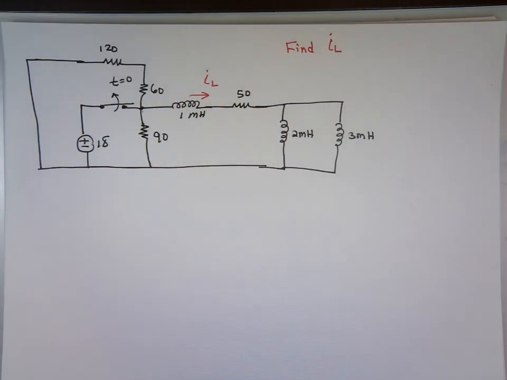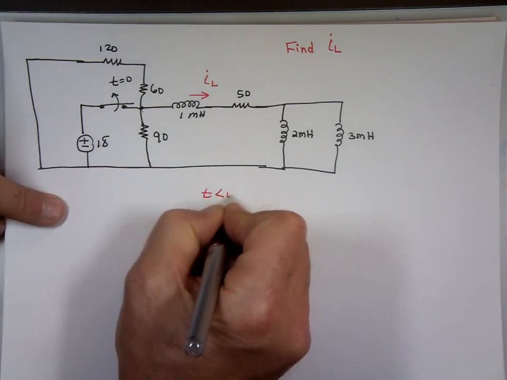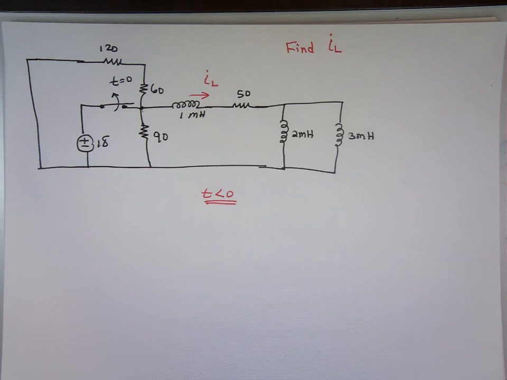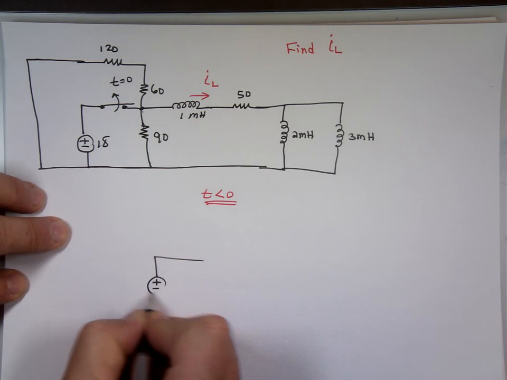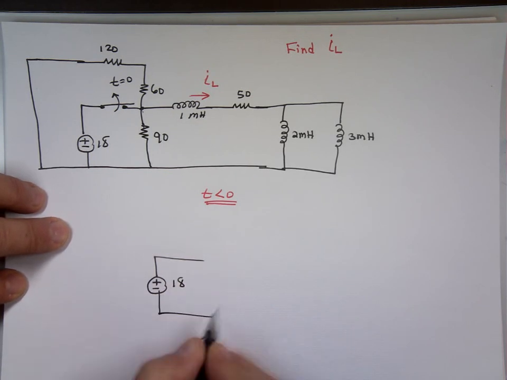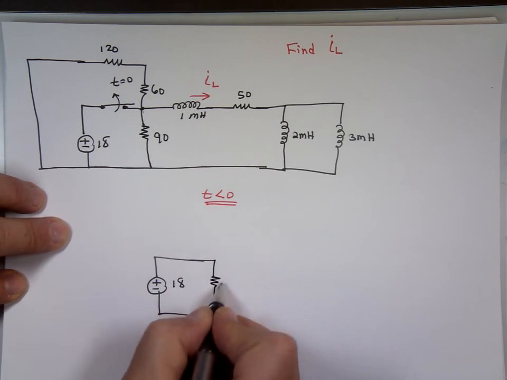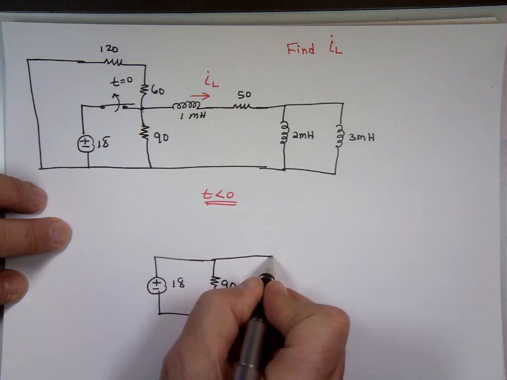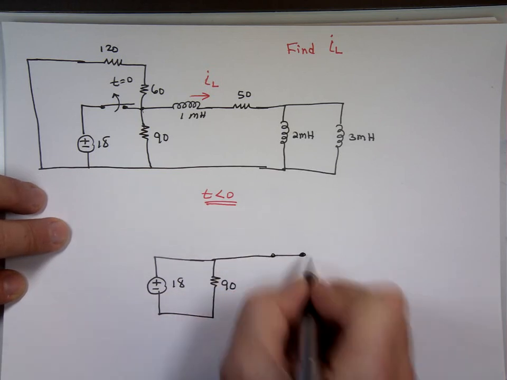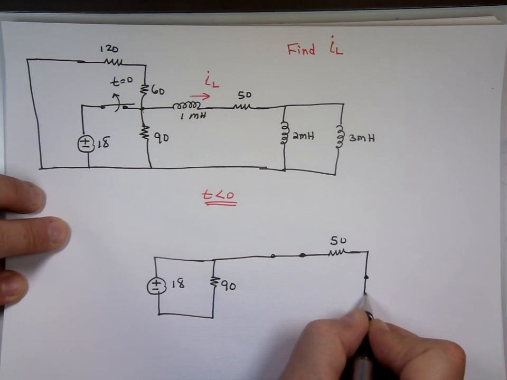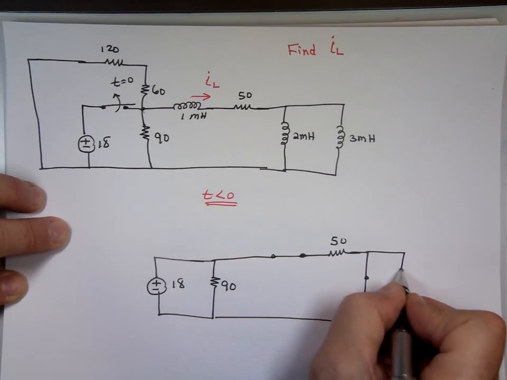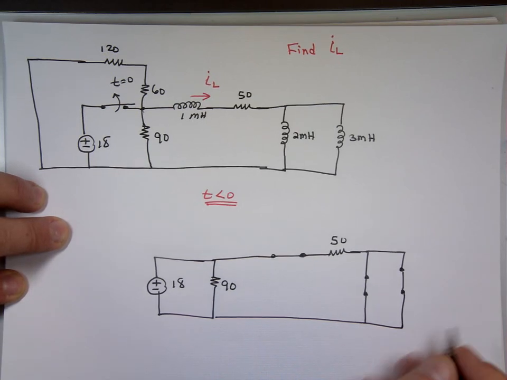Inductors are combined just like resistors, the product over the sum. But if I look at this for t less than 0, and again, I'm assuming it's been sitting there for a while. My source is right here. That's 18. This is the 90. This is what now? Short circuit? Inductor is always a short circuit. There's 50. Short circuit. Short circuit. This is I sub L.